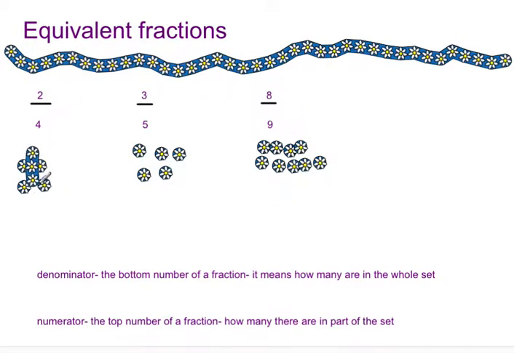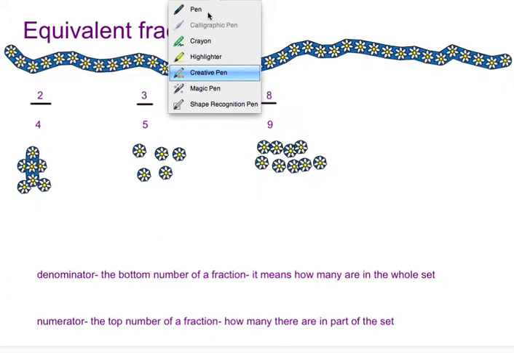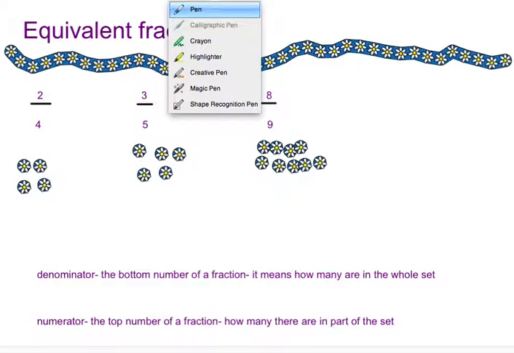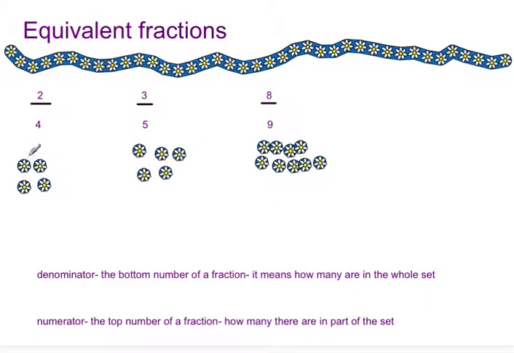2/4, whoops, wrong pen. 2/4 would be 2 out of these 4. 3/5 would be these 3 out of 5. And 8/9 would be 8 out of 9.